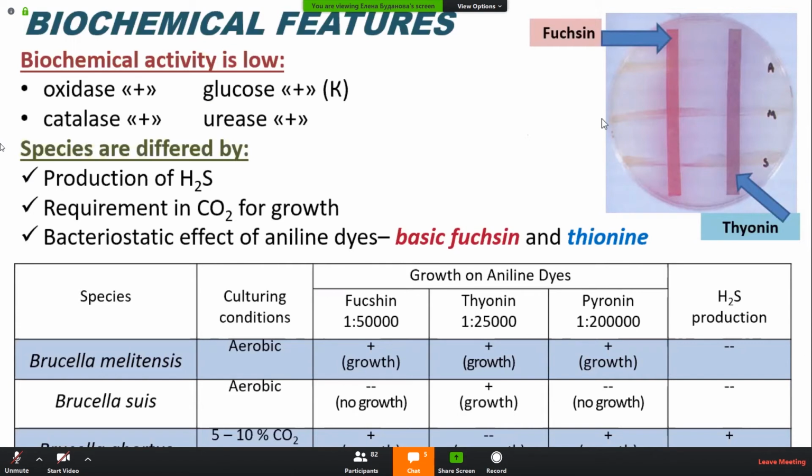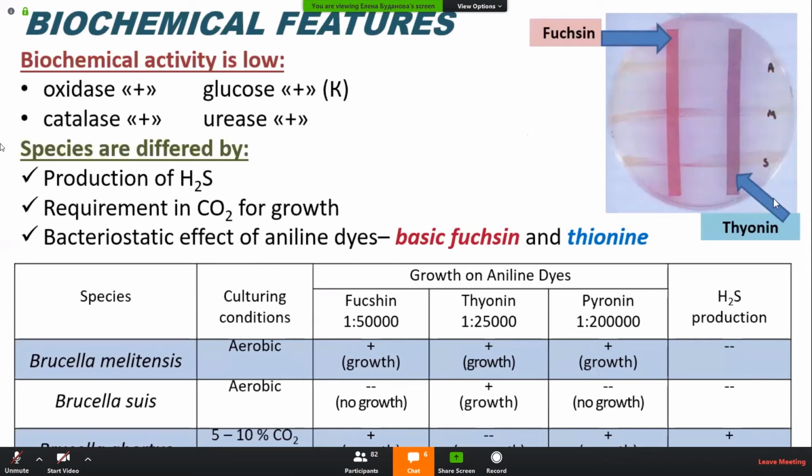Brucella abortus, Brucella militensis, and Brucella suis. They were applied as sticks. It was covered with 2 filter paper strips impregnated in fuchsin and cyanine. Both are aniline dyes. And you can see that Brucella abortus can grow in the presence of fuchsin, so it is not inhibited, and cannot grow in the presence of cyanine. You can see no growth.